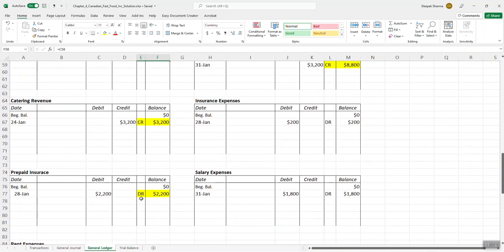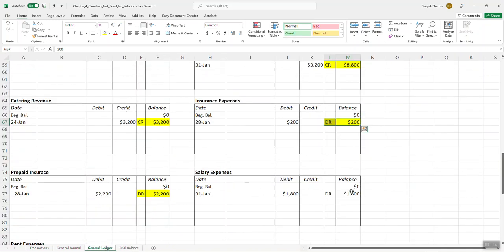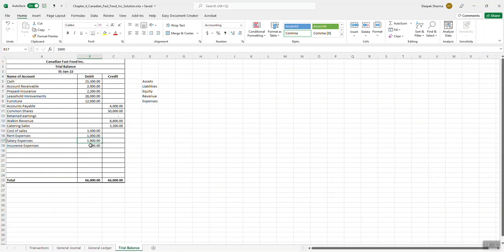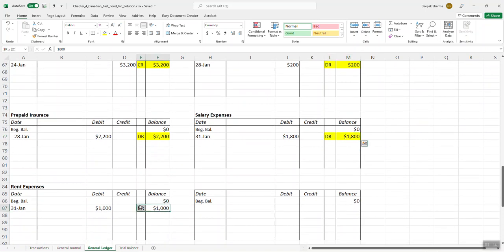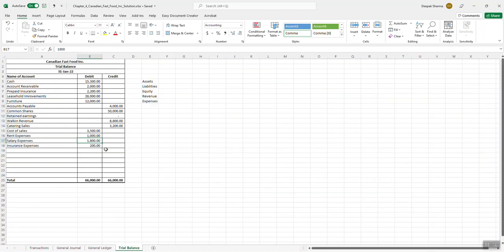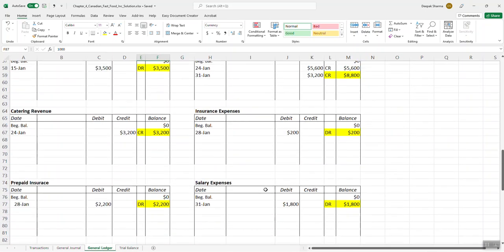Next one we have is insurance expense, 200, which is right here. Then we have salary expense 1,800, list them right there, and then rent expense 1,000, and that goes right here. Okay, so most likely we've listed all the accounts now. We'll double check.